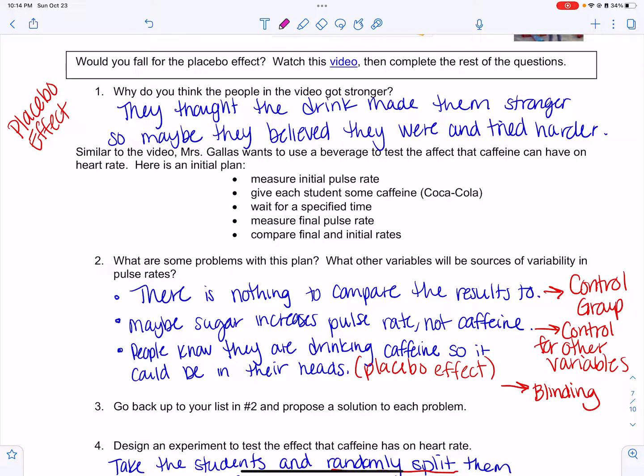Also, people know that they're drinking caffeine or think that they're drinking caffeine, so it could be in their heads. That's also placebo effect, so we should have had blinding for them. So they don't know necessarily what they're drinking, or have them drink one thing and then try it, or drink another and then try it, or pair them into one group that does what we call quote unquote caffeine and the other one that's not, and see if there's a difference.